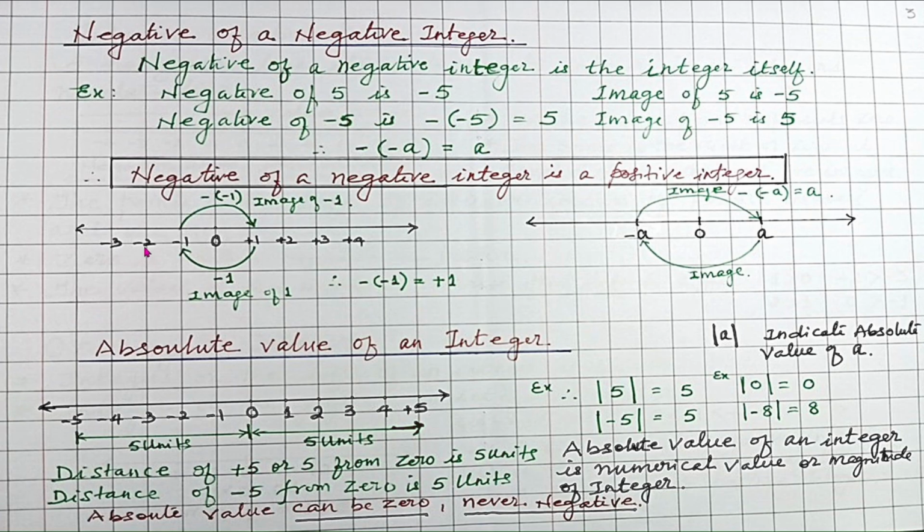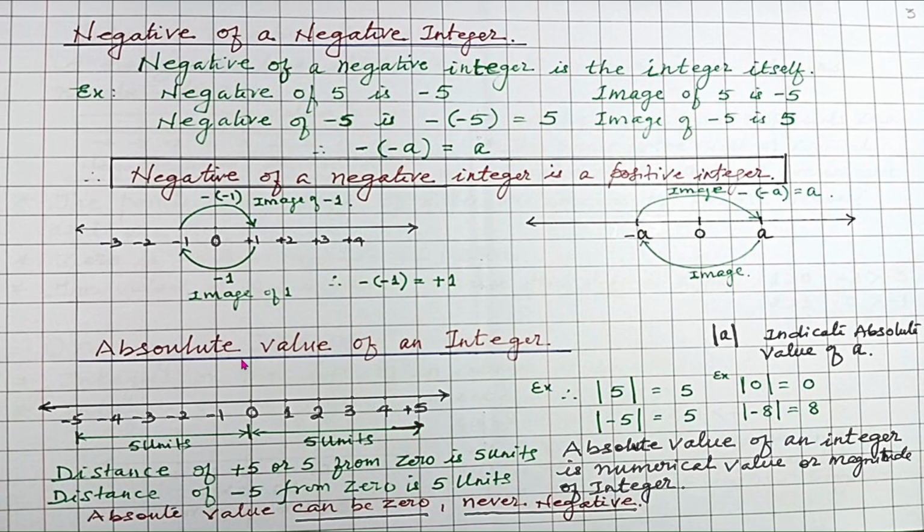Now let us understand with an example. If you take the number line, plus 1, if I take the negative of plus 1, that means I have to go to minus 1. If I take the negative of minus 1, again it becomes plus 1. So minus of minus 1 is what is called 1. So minus 1 is the image of plus 1 and plus 1 is the image of minus 1. So therefore remember, the negative of a negative integer is always a positive integer.